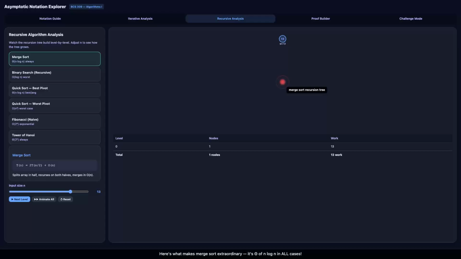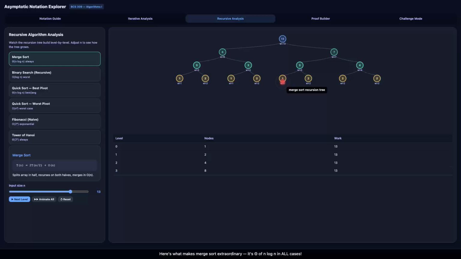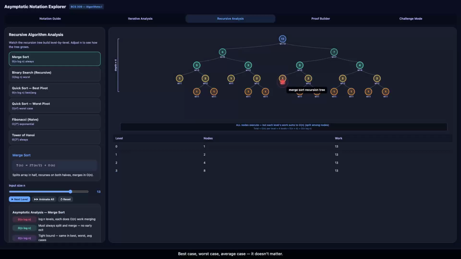Here's what makes merge sort extraordinary. It's theta of n log n in all cases. Best case, worst case, average case, it doesn't matter. The algorithm always divides the problem exactly in half and always merges in linear time. This consistency is both a strength and a weakness. You get predictable performance, but you can't take advantage of already sorted input like insertion sort can. The tree always has the same shape. The work is always distributed the same way.